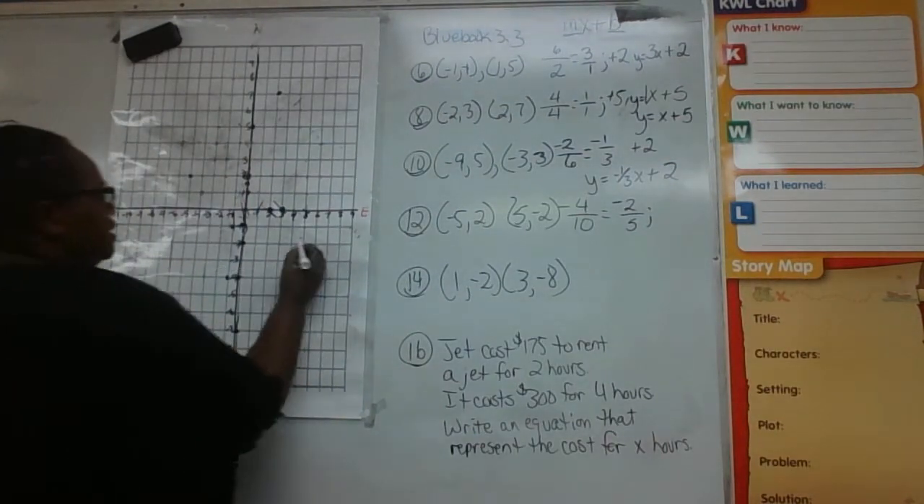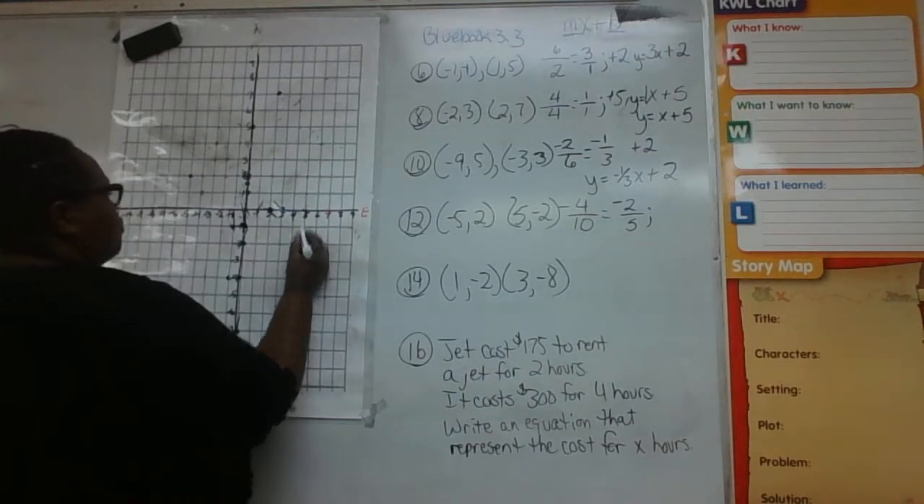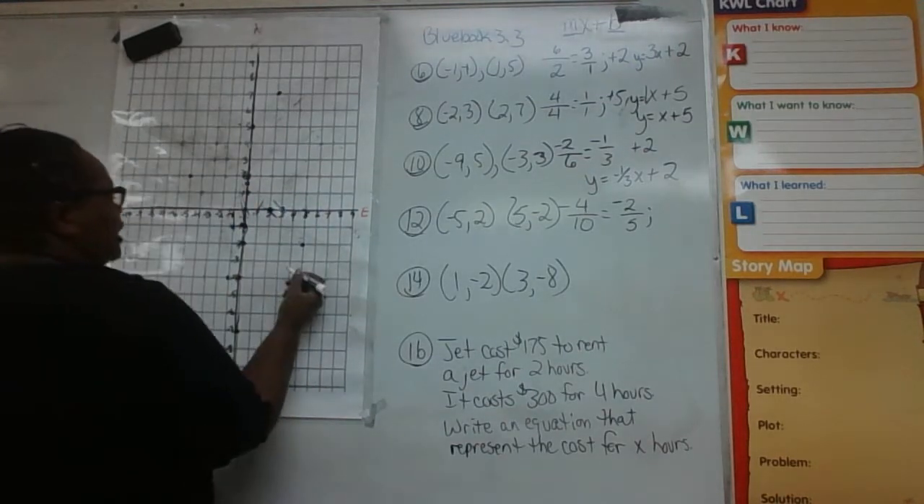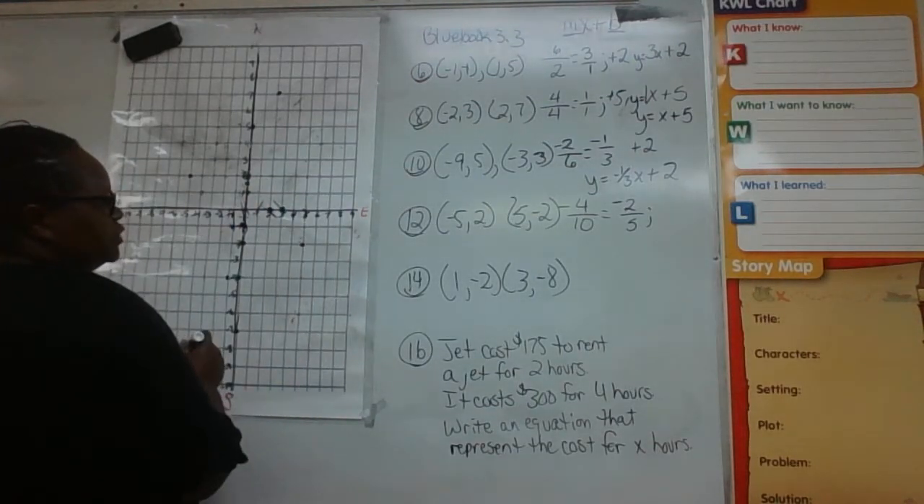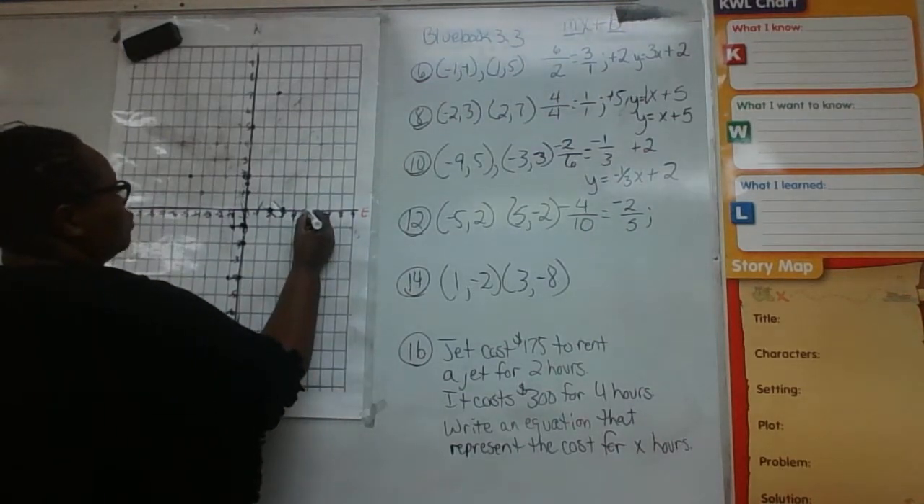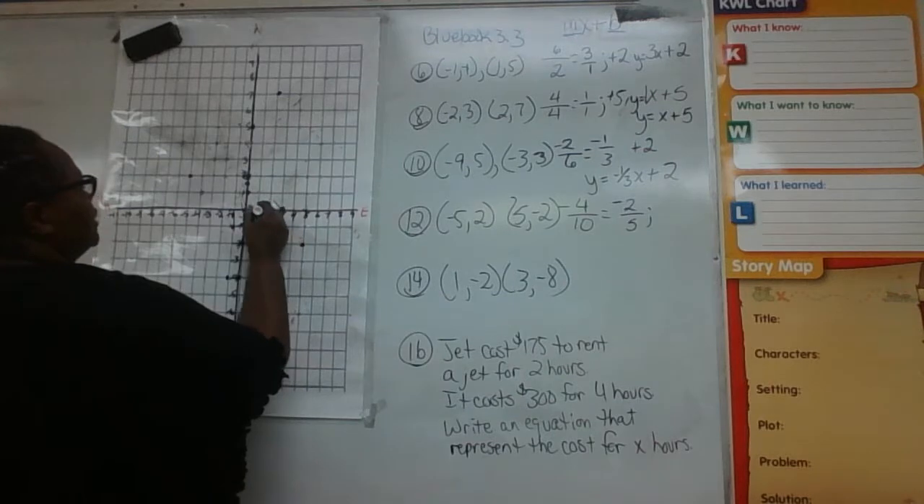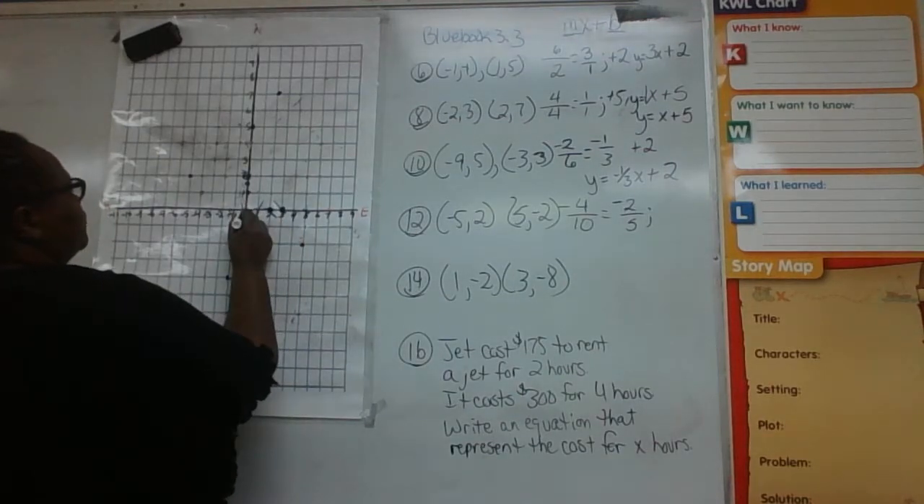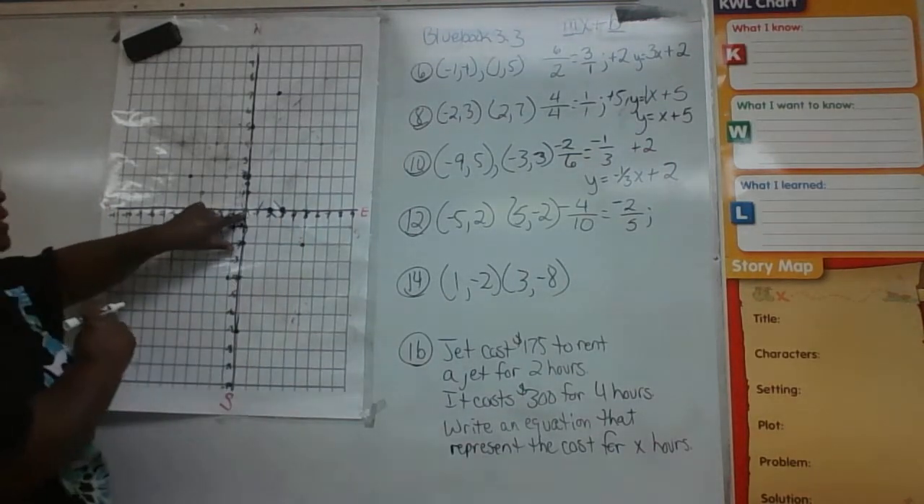If we start here, and we rise and run to the left, we have a negative slope. So let's go. We're going to rise 2, 1, 2, and we're going to run 5: 1, 2, 3, 4, 5. So we discover that our intercept is at 0.